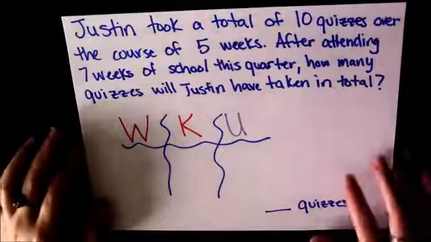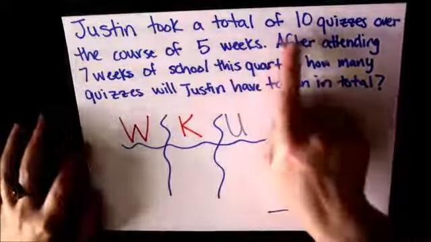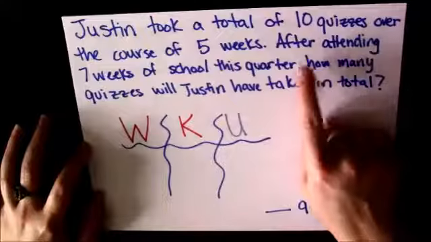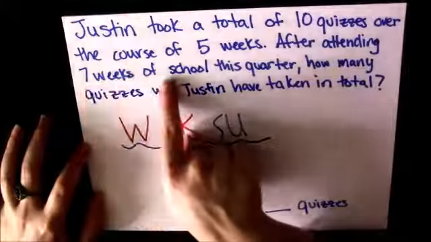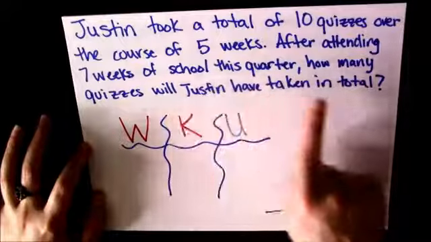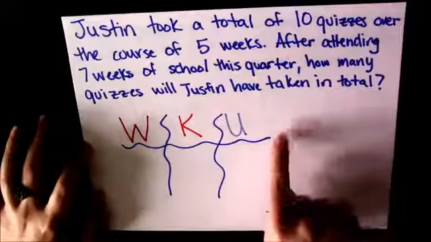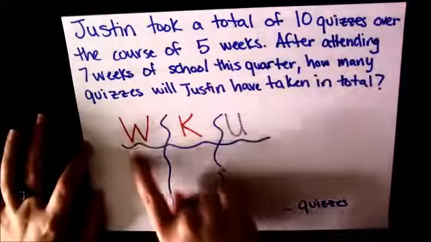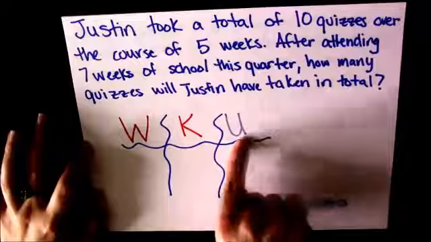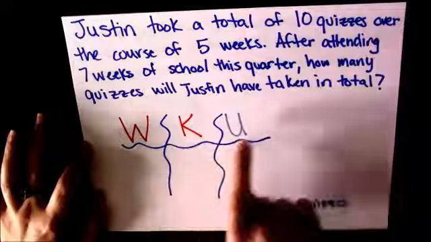So our first problem says, Justin took a total of 10 quizzes over the course of 5 weeks. After attending 7 weeks of school this quarter, how many quizzes will Justin have taken in total? So the very first thing you need to draw or write is your WAKU chart. Now I need to go through and figure out what I need to place under each of the letters.